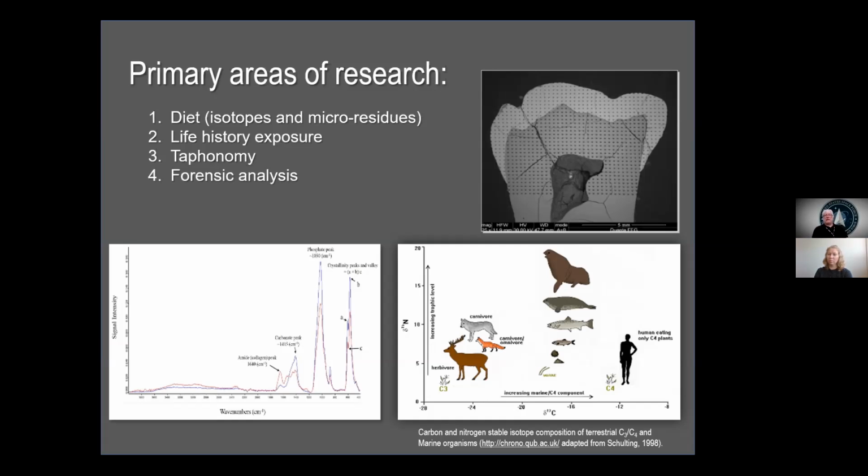And that'll be one of my case studies. Also, we like to look at taphonomy, the process of how a tooth changes after it's been buried.